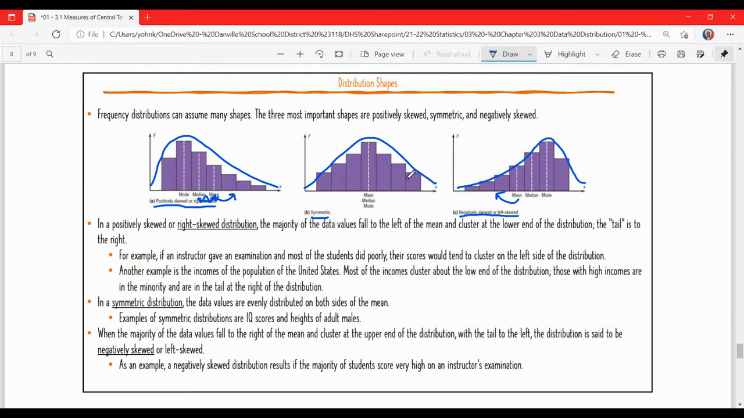In a symmetric distribution, the data values are evenly distributed on both sides. Some examples are IQ scores, heights of adult males, anything where there's a lot in the middle and then fewer as you taper off. And then finally, when the majority of the data values fall to the right of the mean and cluster at the upper end with the tail to the left, it's said to be negatively skewed or left skewed. So notice this right here. I have a whole bunch of values on the higher end and the tail is on the lower end. An example would be if the majority of the students scored very high on an instructor's exam and a few people did poorly.